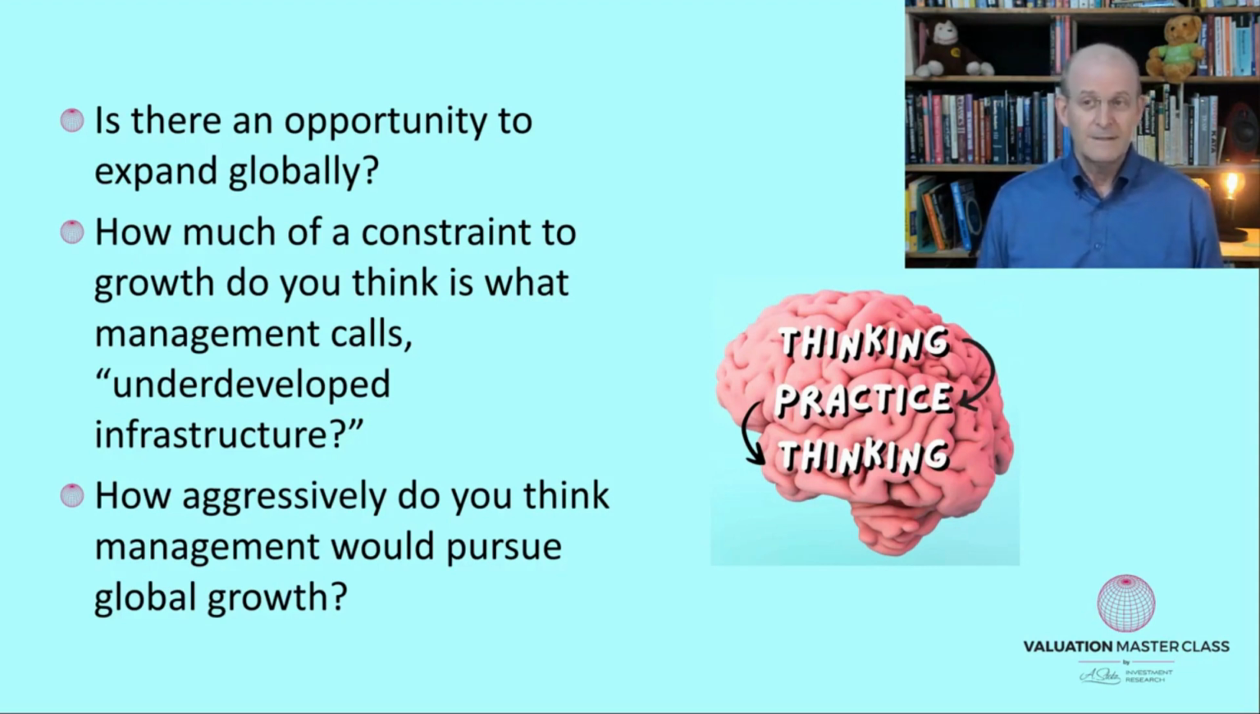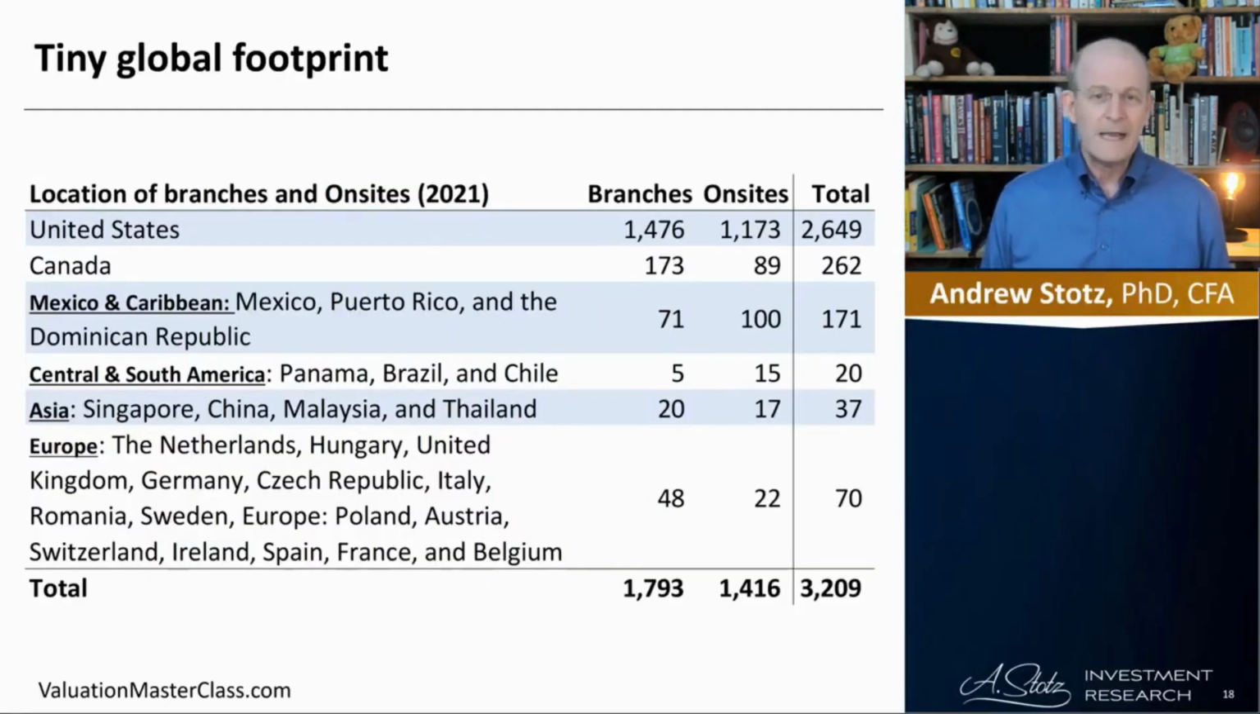Think about this. Now, truth is, they have a tiny footprint. I made this table to try to understand what's going on, and we can see, let's forget about the US and Canada right now. We can see that they have 100 on-sites in Mexico and the Caribbean. They've got 15 on-sites in Central and South America, 17 on-sites in Asia, and 22 on-sites in Europe. So this gives a picture of where they're at. I would say that they're at the infancy stage, and the potential is huge.